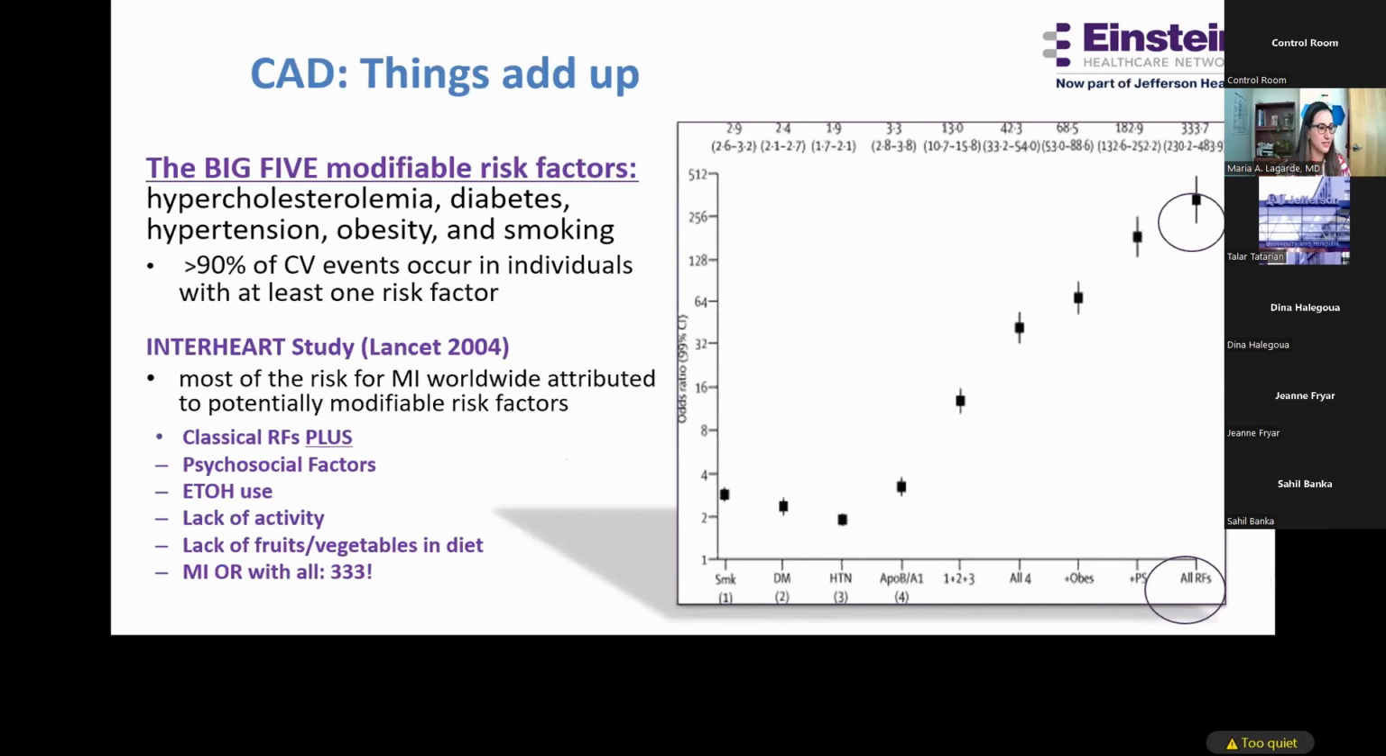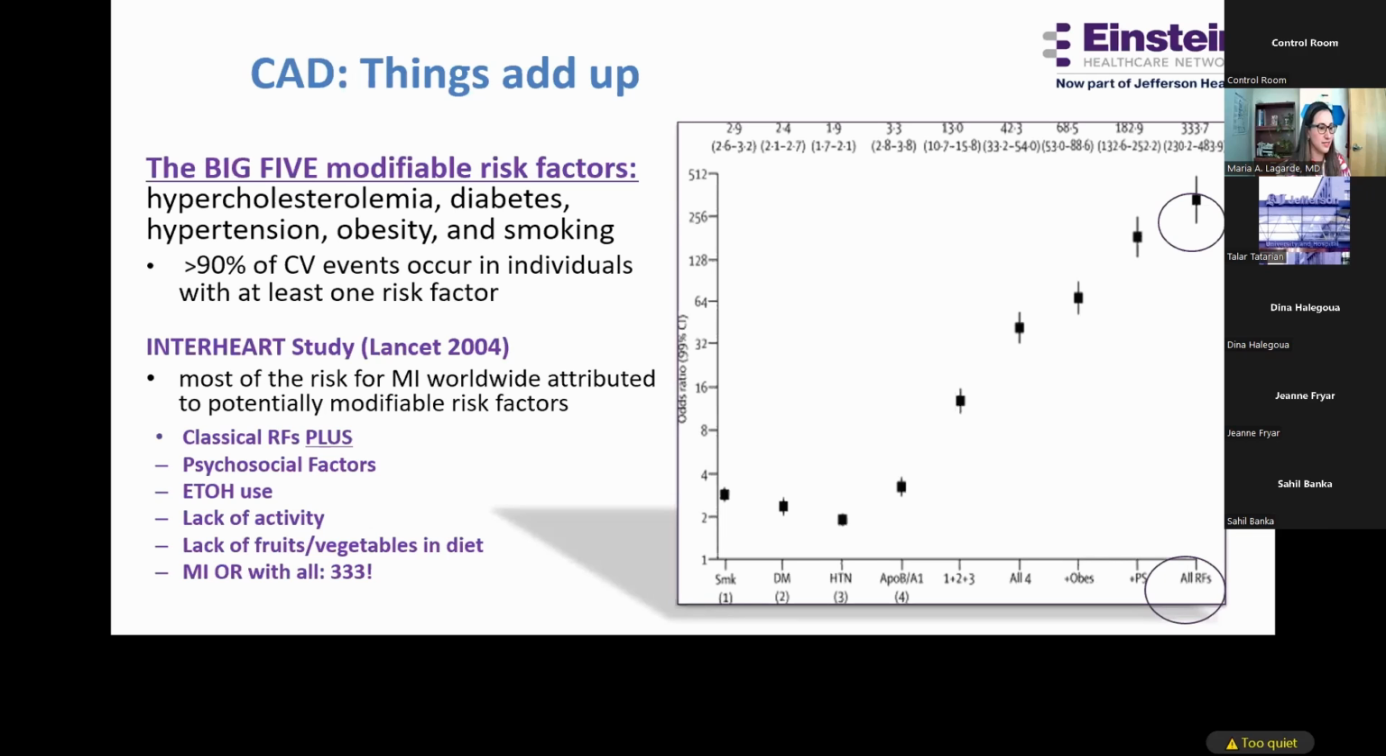Coronary disease is really an additive process. We have the risk factors, which we kind of call the big five, which would be high cholesterol, diabetes, high blood pressure, obesity, and smoking. About 90% of heart attacks, strokes, or cardiovascular events occur in people that have at least one of these risk factors. So they really are powerful risk factors.